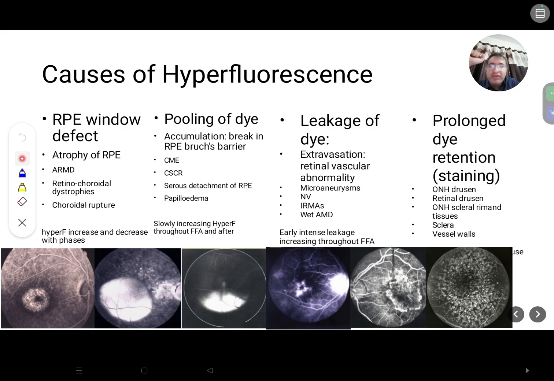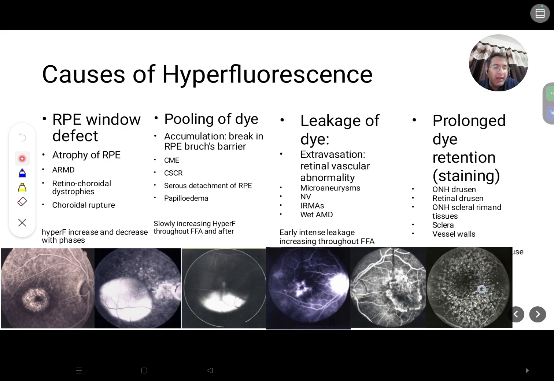What is the fourth reason of hyperfluorescence on the FFA? That is prolonged dye retention. Whenever the dye is coming, it is slightly leaking, but those tissues capture that dye and get stained and don't let the dye go off for a long time. That is called staining. Examples of staining are drusen. Drusen can be optic nerve head drusen. It can be retinal drusen as shown in this example.